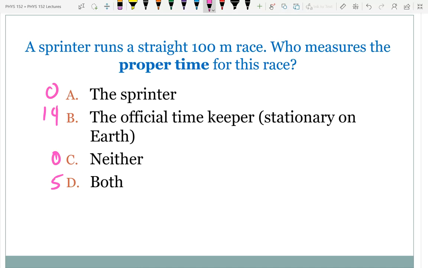If the sprinter measures the proper time, what's measured by the person on Earth? The official time, which is a dilated time. So the person on Earth is going to measure a little bit longer. Now, if you're the sprinter, that ticks you off, right? You want that shorter time. Except for how big is the difference going to be? How big is gamma when you're sprinting? It's very close to 1, exactly. And so the difference is minuscule, but it's there. So the correct answer was the sprinter.